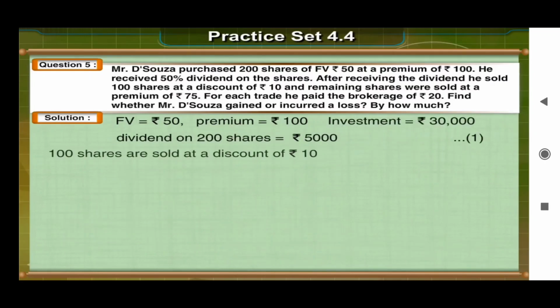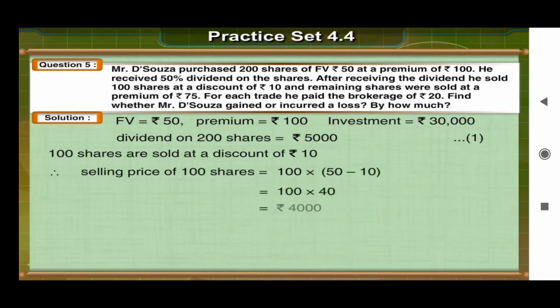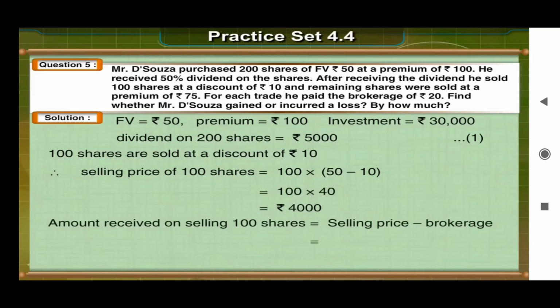Now, 100 shares are sold at a discount of rupees 10. Therefore, selling price of 100 shares is equal to 100 into 50 minus 10, which is equal to 100 into 40, and that is equal to rupees 4,000. Amount received on selling 100 shares is equal to selling price minus brokerage, so that is equal to rupees 4,000 minus 20, which is equal to rupees 3,980. Let us denote this as statement 2.